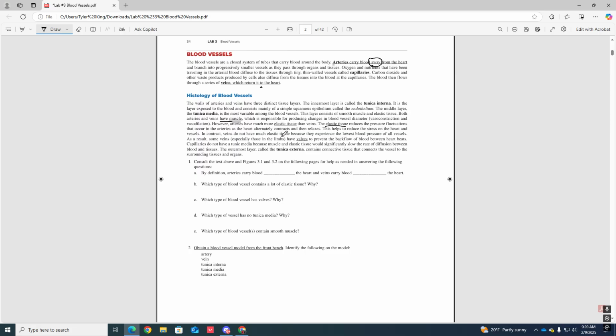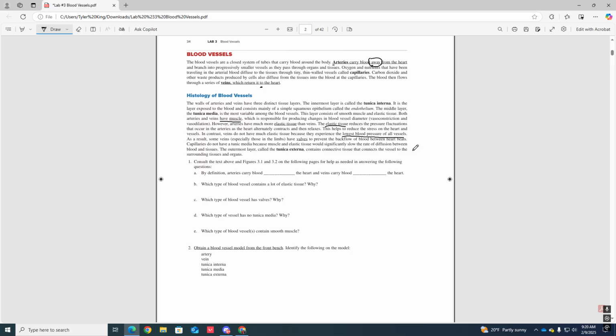In contrast, veins do not have much elastic tissue, okay? That's because they have the lowest pressure of all vessels, okay? Think about it. Pressure is very high in the arteries as it's being pumped out. When it gets to the capillaries, the pressure significantly drops off, right? Because it starts diffusing. You don't want to have a high-pressure artery or high-pressure capillary because it would make it very hard for oxygen and all that stuff to diffuse if the blood is continuously just being pumped at a very high pressure.